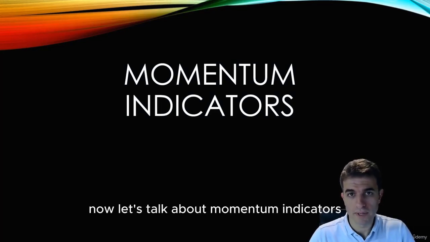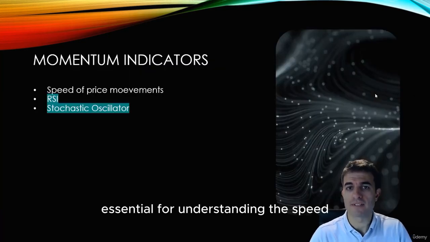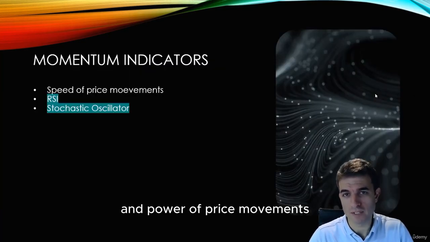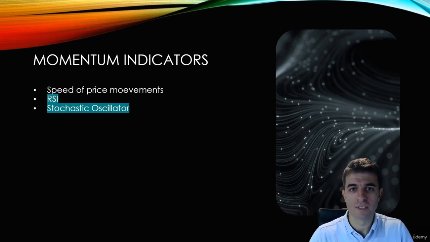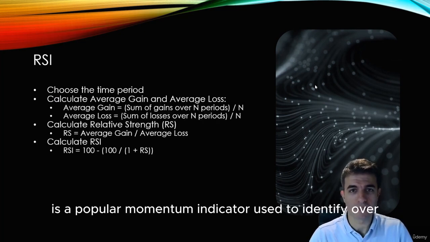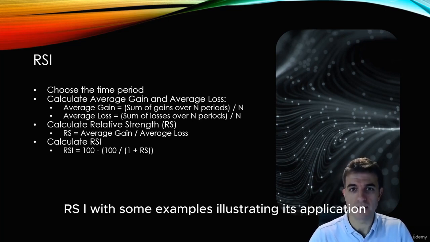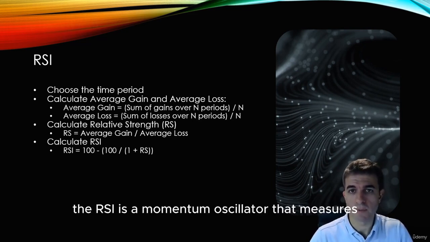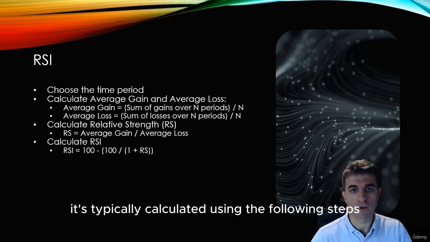Now let's talk about momentum indicators. These indicators are essential for understanding the speed and power of price movements, and we will explore the RSI and stochastic oscillator. The RSI is a popular momentum indicator used to identify overbought and oversold conditions, and we will calculate and interpret RSI with some examples illustrating its application. The RSI is a momentum oscillator that also measures the speed and change of price movements. It's typically calculated using the following steps.